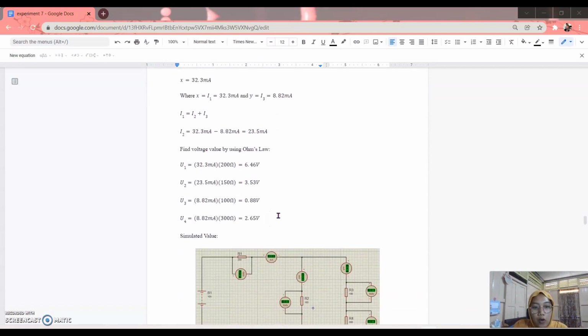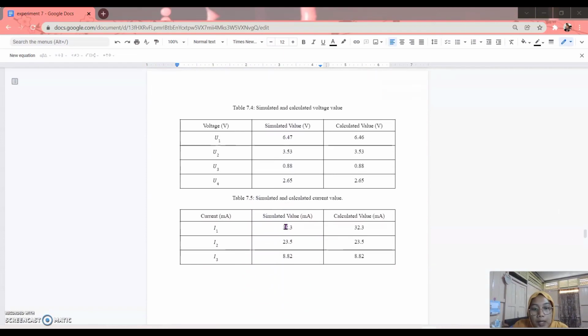Next, to find the voltage, we use Ohm's law. We get U1 is 6.46 volt, U2 is 3.53 volt, U3 is 0.88 volt, and lastly U4 is 2.65 volt. This is the table that we use to compare the values. This is the simulated value that we get from Proteus, and this is the calculated value that we get from the above. As you can see, there is not much difference between them.